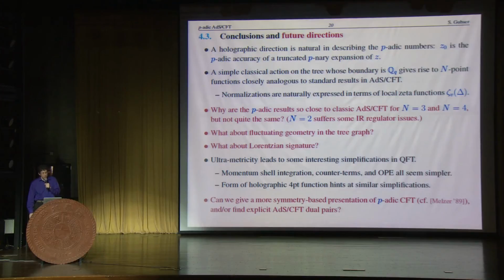I'd like to ask, why are the P-adic results so close to classic AdS/CFT, but not quite the same? I'd like to ask, what about fluctuating geometry in the tree graph? I'd like to ask, what about Lorentzian signature? I don't have good answers to any of these questions. Ultrametricity leads to these wonderful simplifications, especially in the 4-point function. But one more area where I think there's opportunity is to give a more symmetry-based presentation of P-adic CFTs, and perhaps even, ambitiously, define explicit AdS/CFT dual pairs. Thank you.